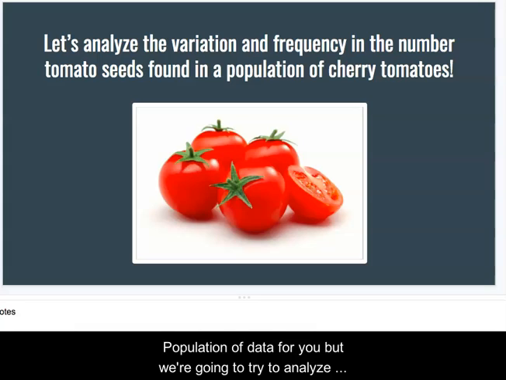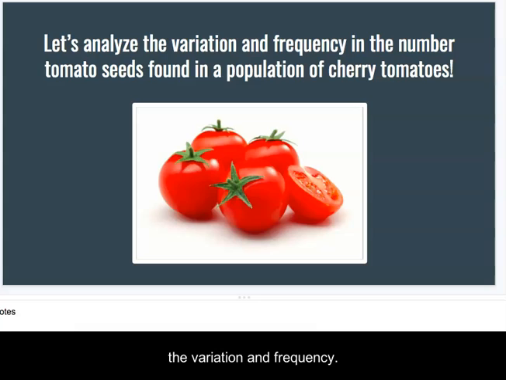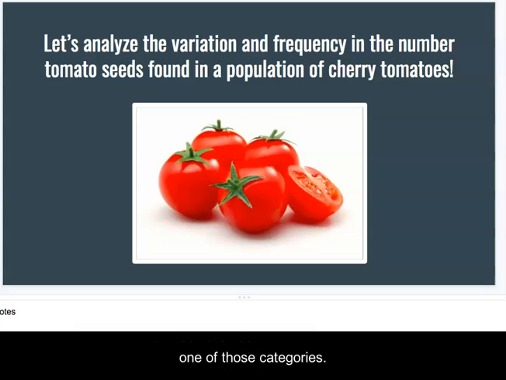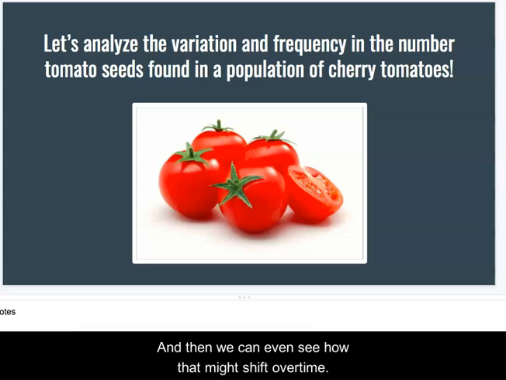But we're going to analyze the variation in frequency. So how many differences there are and the number of individuals, in this case tomatoes, that fall into each one of those categories, in terms of the number of seeds that they have found in a population. And then we can even see how that might shift over time.